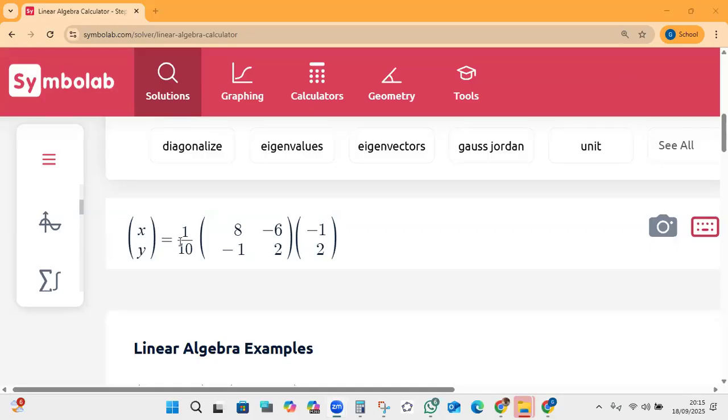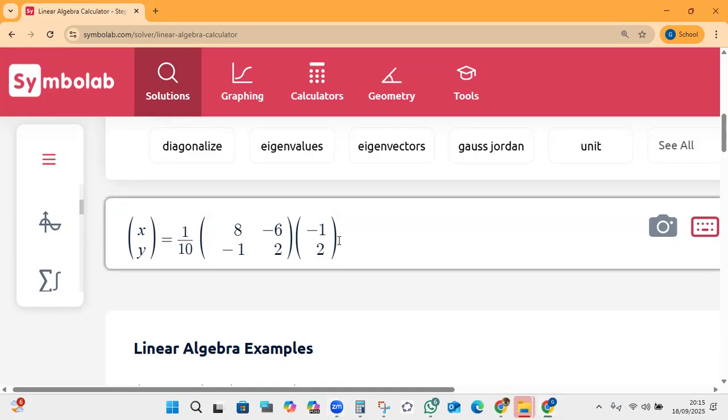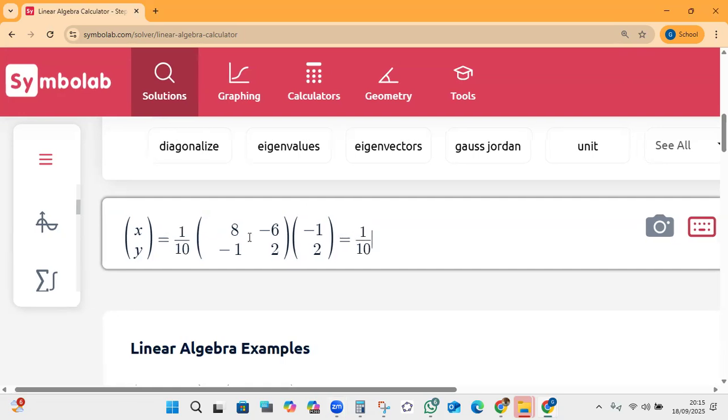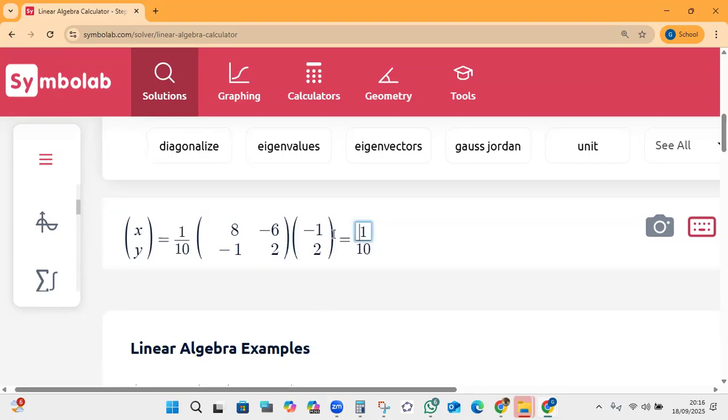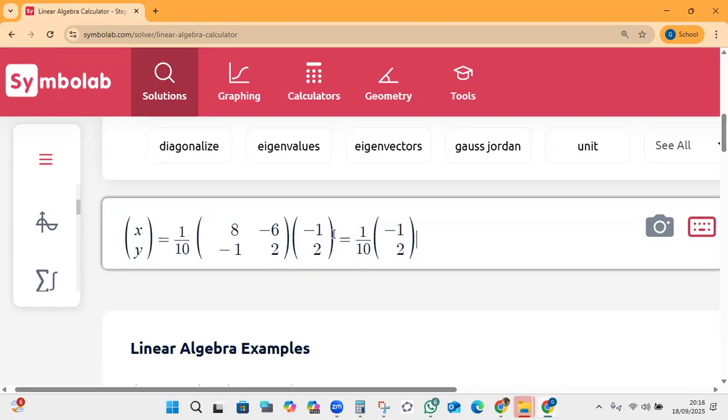Here we are multiplying the inverse by the column matrix with the constants. You keep the 1 over 10 outside, and you multiply row by column, both rows to the same column. Your answer is going to be a column matrix, 2 rows and 1 column. I repeat, those 2 rows applying to 1 column, so you'll end up with 2 rows and 1 column.